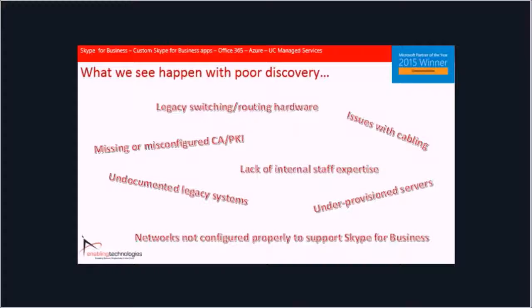These are the little fun things, right, that can make a Skype for Business deployment very pleasant if we uncover them up front through proper discovery, or very painful if we hedge on discovery and we hope for the best and then we have to work backwards and figure them out down the road.